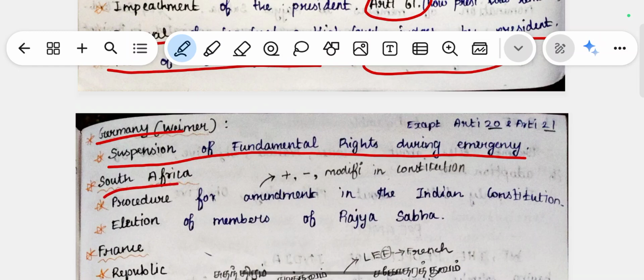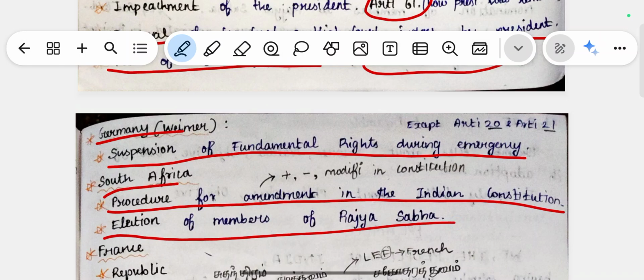Then South Africa, we have the procedure for amendment in the constitution and the election of members of the Rajya Sabha. The constitution was written, so if we want to make any changes, we have to implement it in the form of an amendment. This concept was taken from South Africa. And the members of the Rajya Sabha, the election of members concept was also taken from South Africa.